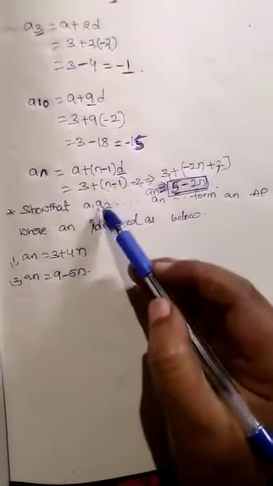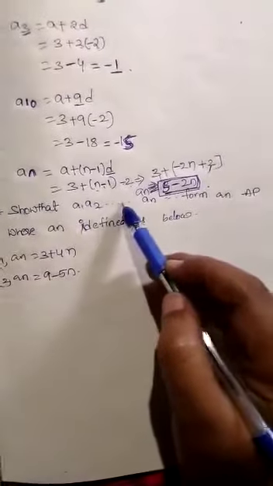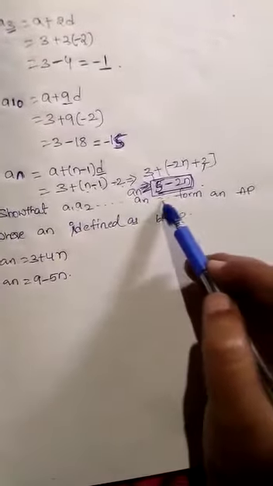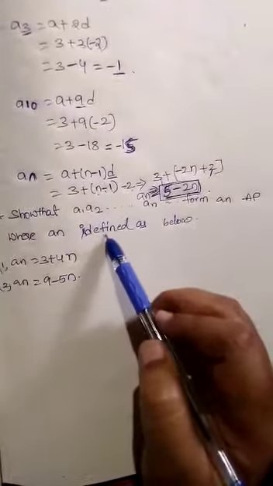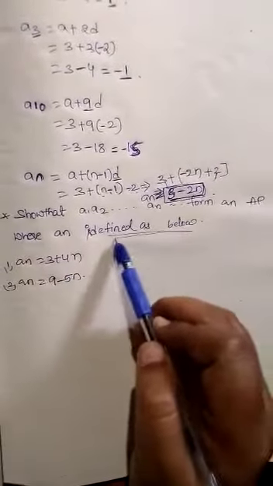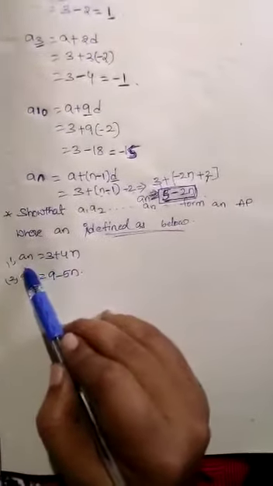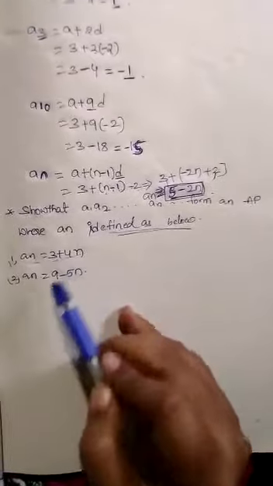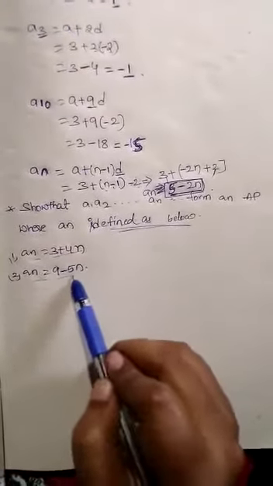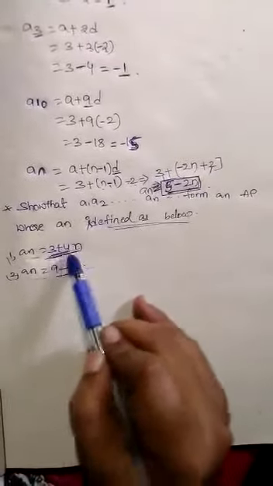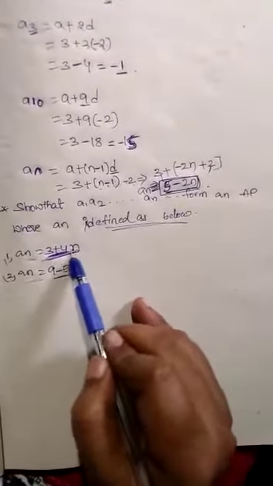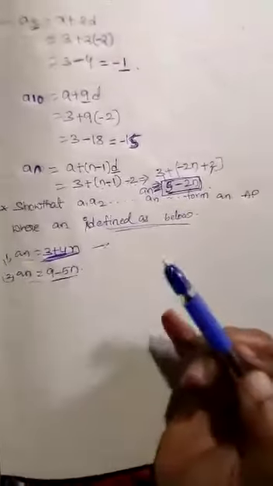Show that a1, a2, ..., an, ... form an AP where an is defined as below. Given two examples: an equals 3 plus 4n and an equals 9 minus 5n. So here we have to prove that 3 plus 4n is in AP.